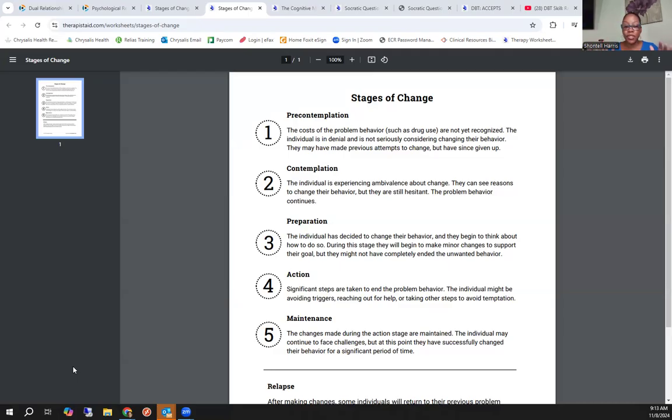So significant steps are taken to end the problem behavior. The individual might avoid triggers, reach out for help, and take other steps to avoid temptation. So in the action stage, if you're smoking weed, you've completely stopped. I've stopped hanging around the people I smoke with, because when I see them smoking, I'm going to want to smoke. You know what I'm saying? So I'm not going to even hang around. That's a clear-cut action that I'm taking right now.